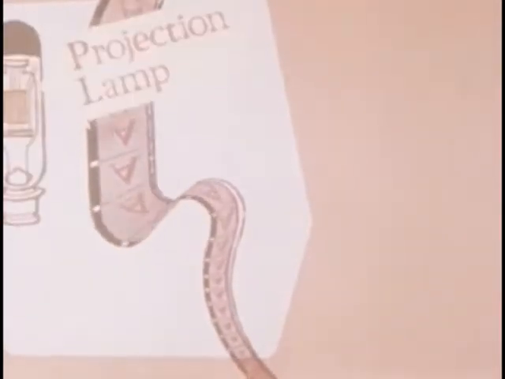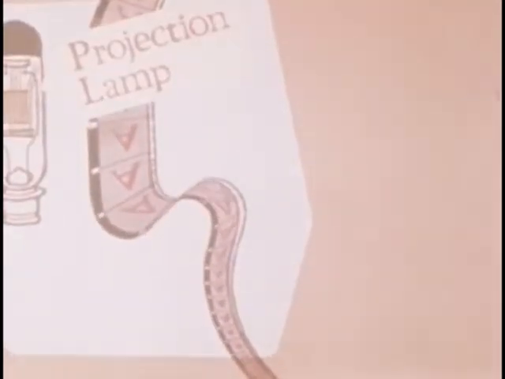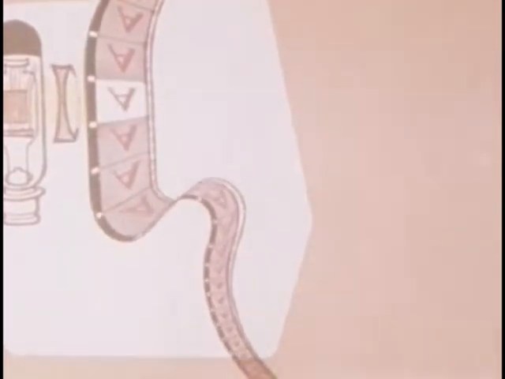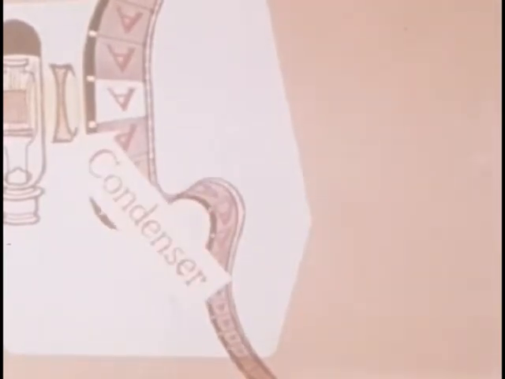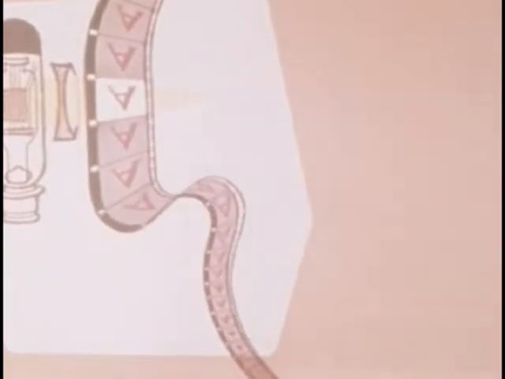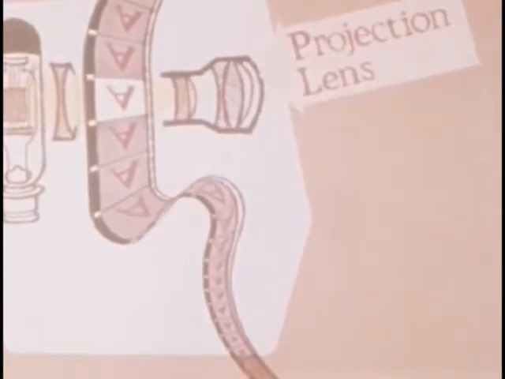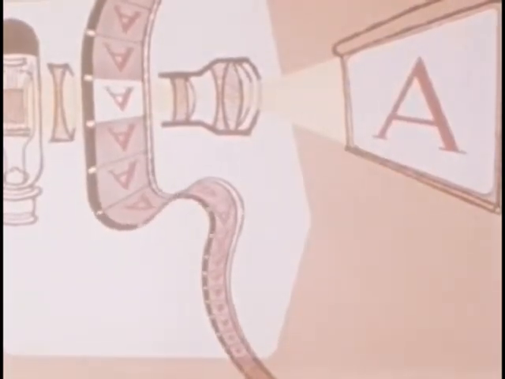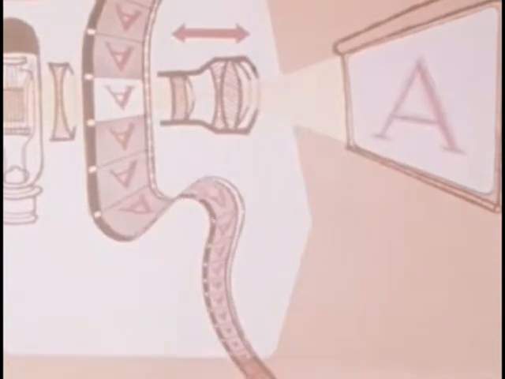In this section is the projection lamp, which is a very bright light source. This light is concentrated on a single frame of the film by a condenser lens. The brilliantly illuminated frame of the film is then projected by the projection lens onto the screen. The lens is moved to focus the picture. As the film moves through the picture section, it stops momentarily on each frame. In a sound projector, this happens 24 times a second.